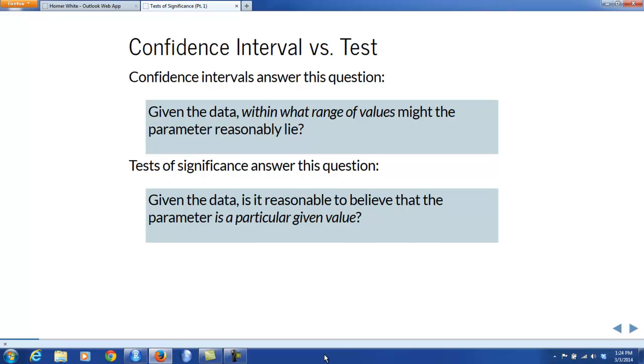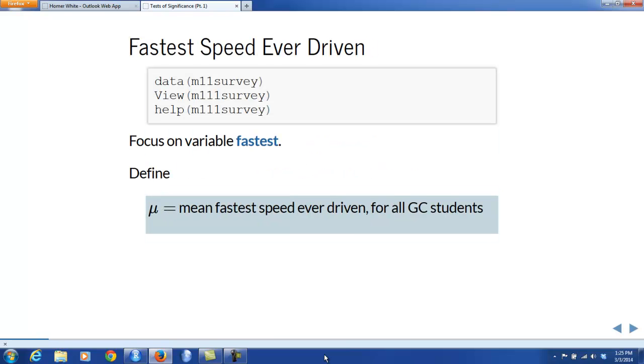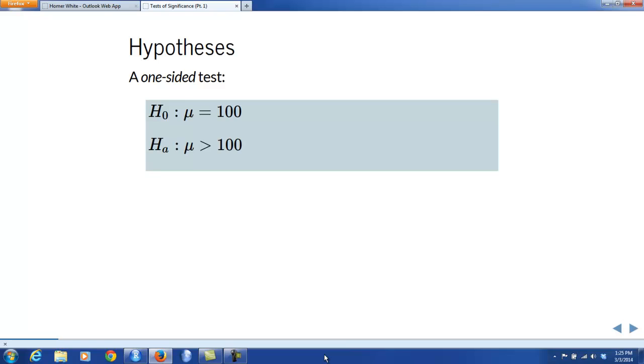Tests of significance answer a little bit different question. Say that somebody thinks that a population parameter has a particular value. Given the data, is it reasonable to believe that the parameter is that particular given value, or is it not reasonable? Let's look at the fastest speed ever driven from our familiar Math 111 survey. So we're focusing on the variable fastest, and let's define mu to be the mean fastest speed ever driven for all Georgetown College students.